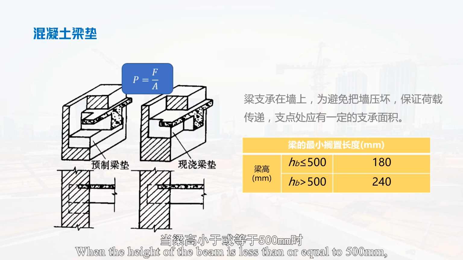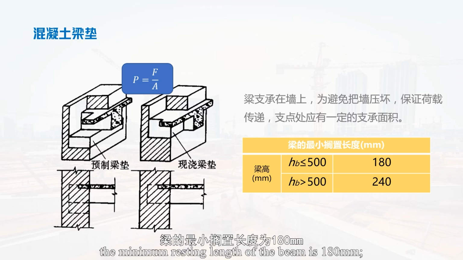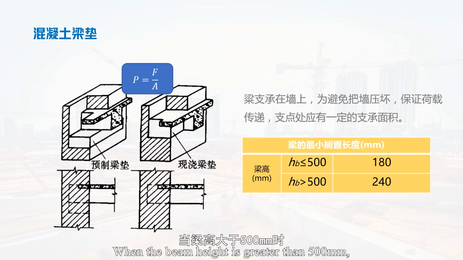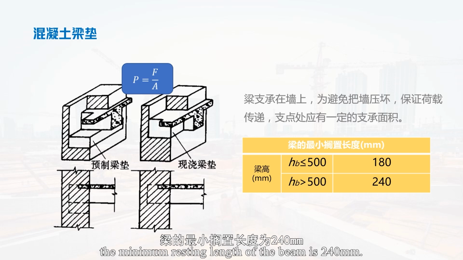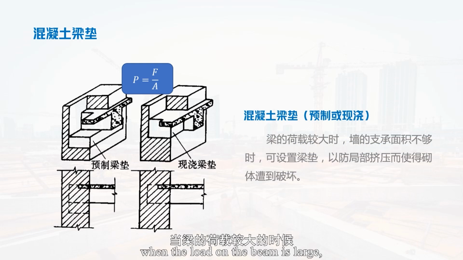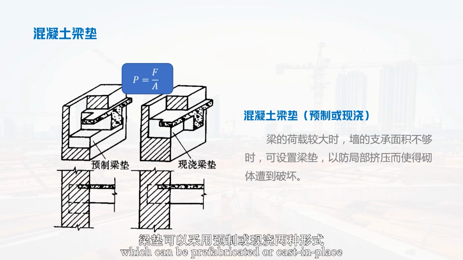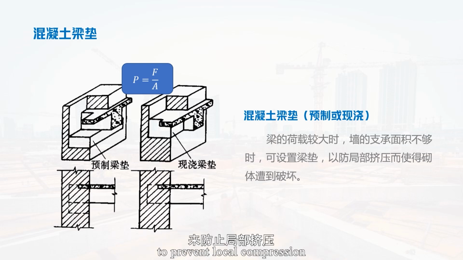When the height of the beam is less than or equal to 500 millimeters, the minimum resting length of the beam is 180 millimeters. When the beam height is greater than 500 millimeters, the minimum resting length of the beam is 240 millimeters. However, when the load on the beam is large, the supporting area of the wall is not enough. We can set up concrete beam pads, which can be prefabricated or cast in place to prevent local compression.